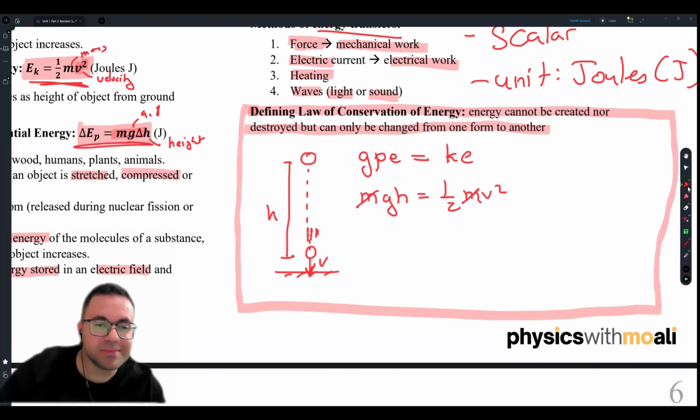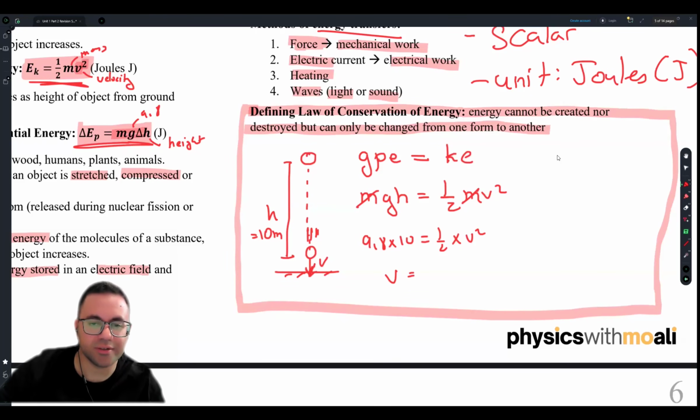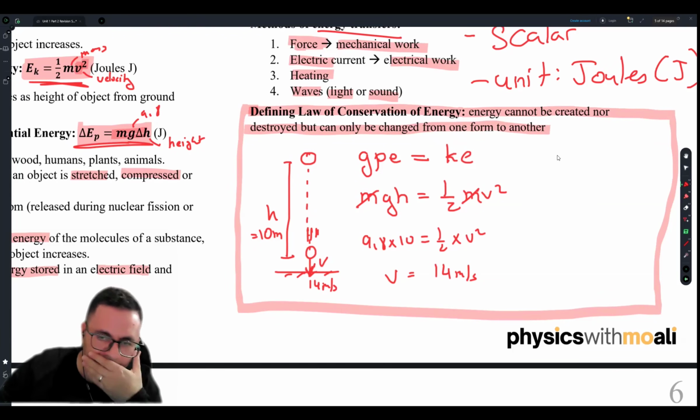So what does that mean? This means that if I give you the height, h, let's say it's 10 meters, you can find the speed at the bottom of the drop. So 9.8 times 10 equals half times v squared, and you solve for v. So 9.8 times 10 times 2, then square root the answer. You end up with a speed of 14 meters per second at the bottom. So it starts from rest and now it's 14 meters per second.